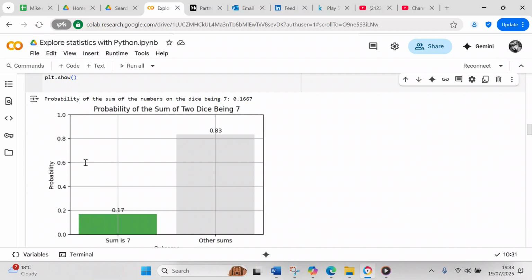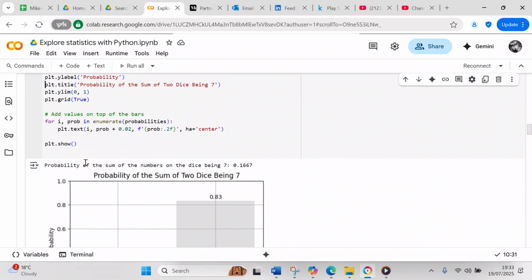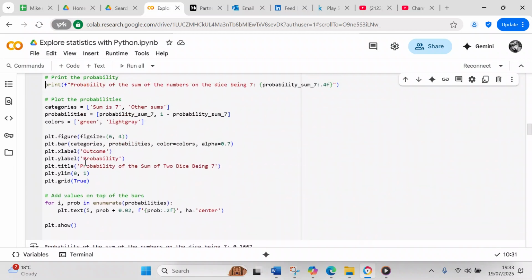So the probability of the sum of 7 is 16.67%, and that's actually 1/6, which is what I already said. But it's good to know this formula and how to calculate it, because you might have to deal with probabilities that are not as straightforward as the one in this question.